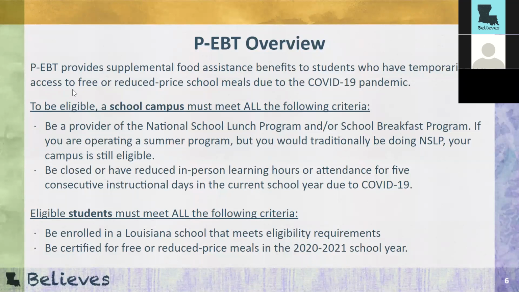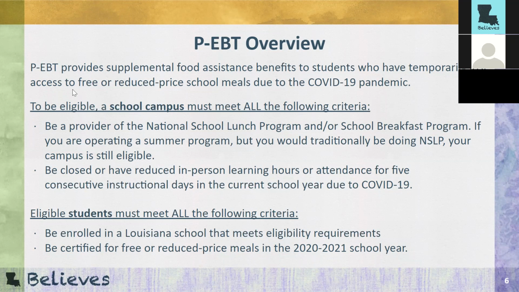But if you are a private school, and I'm going to use that because most of our public schools do participate. If you're a private school that has never participated in the National School Lunch Program, those children are not eligible for PEBT benefits. They weren't eligible last time and they wouldn't be eligible this time. So the school has to be participating in the National School Lunch School Breakfast Program, and in this particular school year, previously had been operating under the National School Lunch Program and may have transitioned to a summer program or seamless summer program.